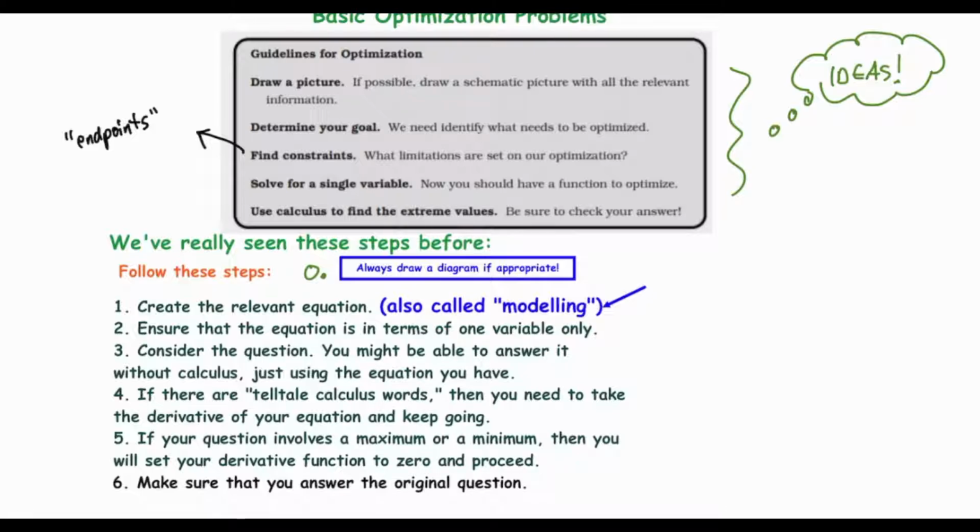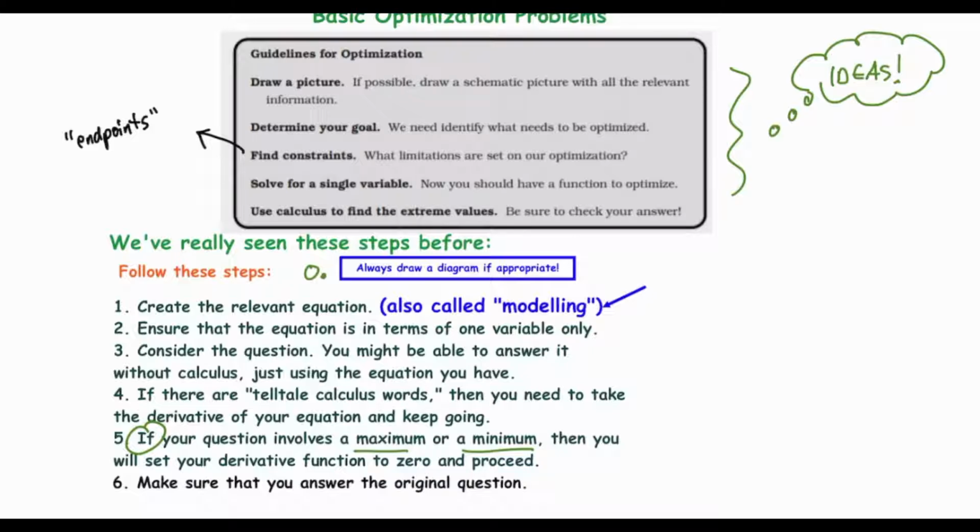Consider the question. You might just be able to answer it without calculus, just using the equation that you have. Or if there are telltale calculus words, then you need to take the derivative of your equation and keep going. So look for words like rate or change in. 5, if your question involves a maximum or minimum, then you'll set your derivative function equal to 0 and proceed. So it might not always require a max or min, so it's an if. Make sure, don't take the derivative if you don't need to, that's just extra work. And make sure that you answer the original question.